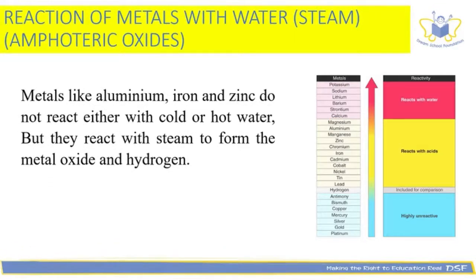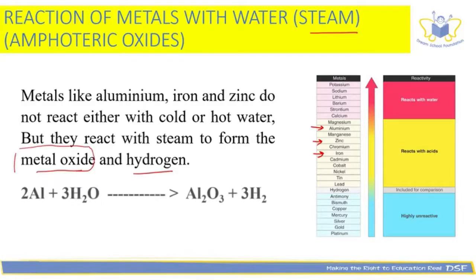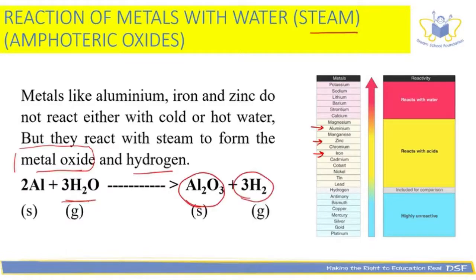Calcium reacts with water to give you calcium hydroxide and releases hydrogen gas. Metals like aluminium, zinc, and iron do not react with hot or cold water. They react with steam to form metal oxide and hydrogen. Again, the metal oxides that they form are amphoteric in nature. Let's see the reaction. Aluminium reacts with water to give you aluminium oxide and hydrogen gas.